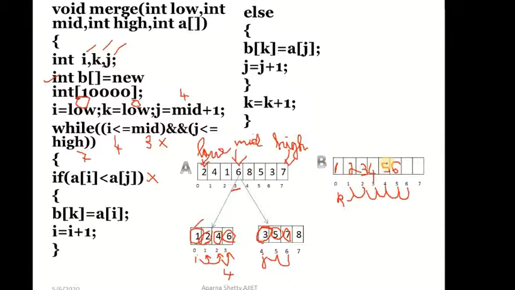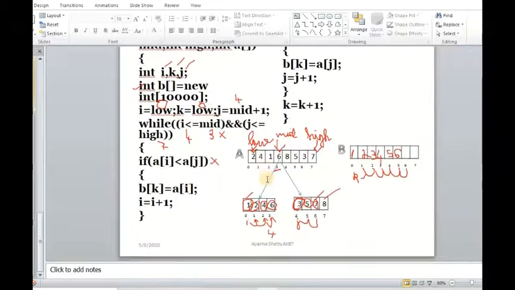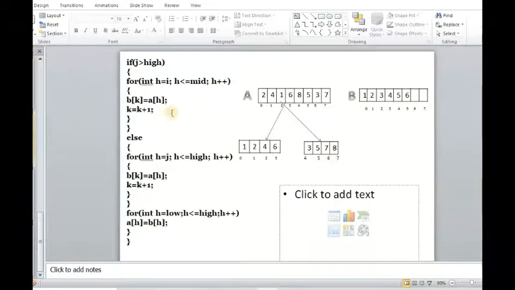Okay, now which are the elements left? You are left with 7 and 8, correct? These two elements are left, right? So we will see how to put those two elements. Next, our job is we have to copy these two elements into the B array, right? So we will see how to do it. Okay, see this, I have put it in the next slide.